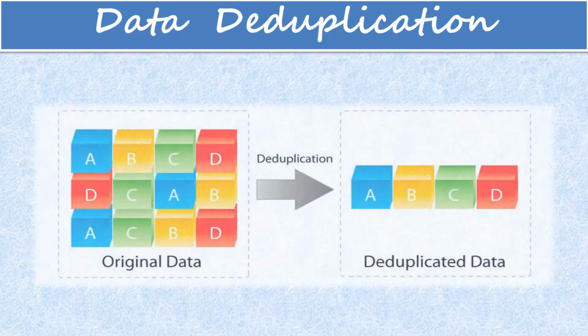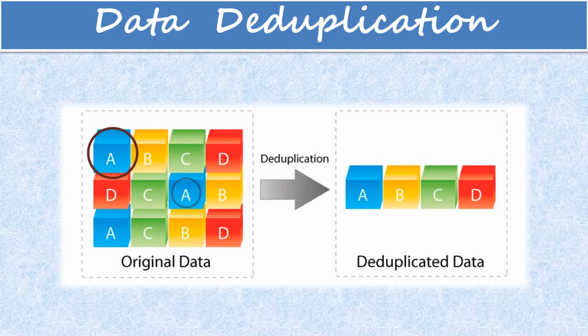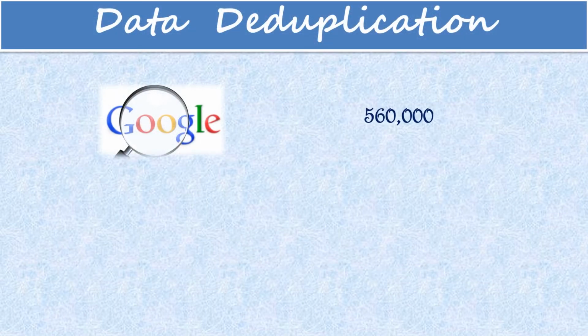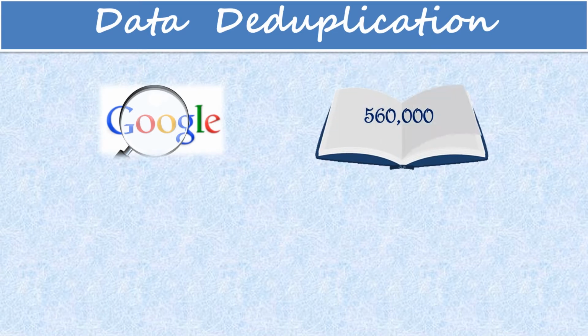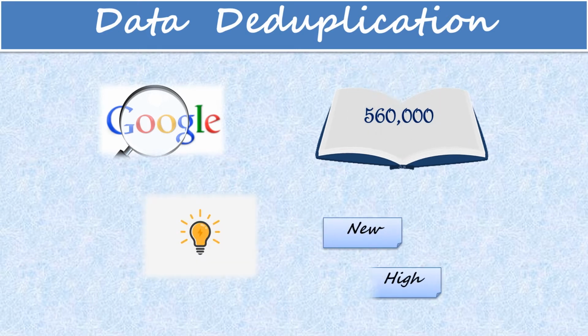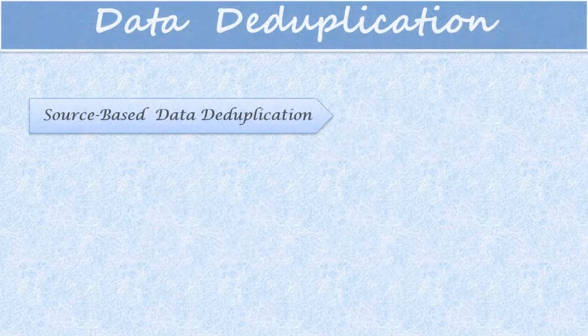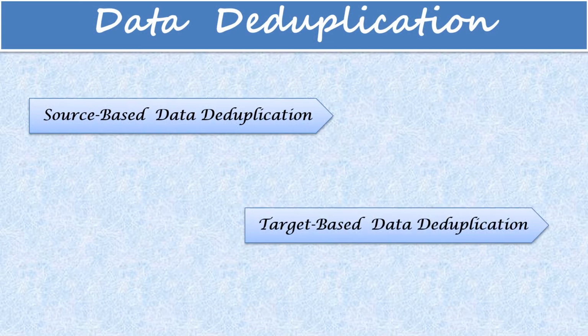It is a specialized technique to eliminate duplicate copies of repeating data. Google search makes more than 560,000 pages of information about deduplication. The idea is relatively new, and the demand is high. Data deduplication comes in 2 forms: source-based and target-based.